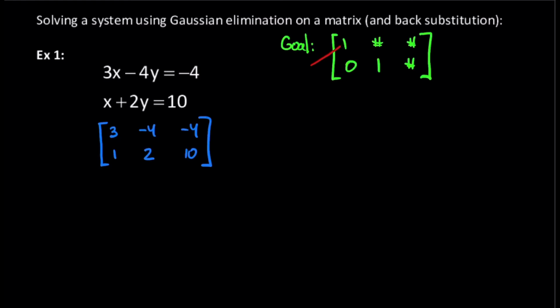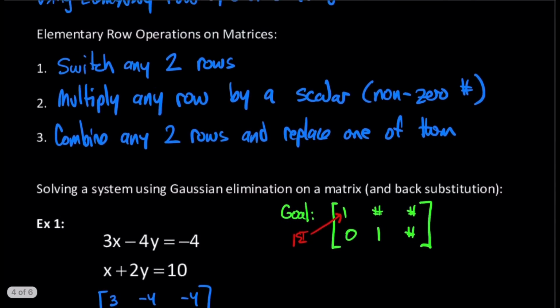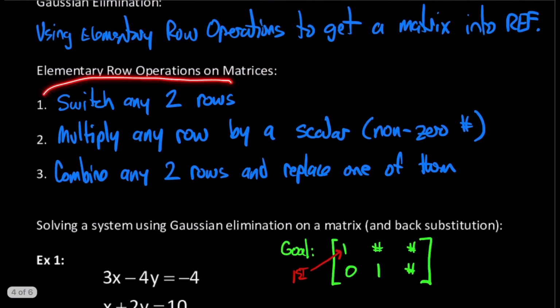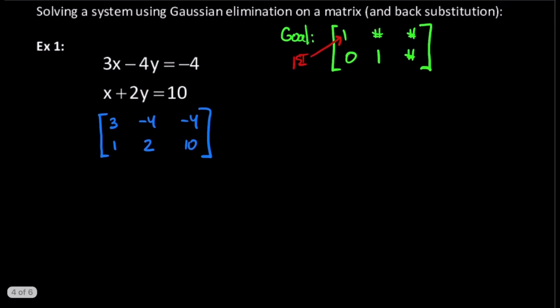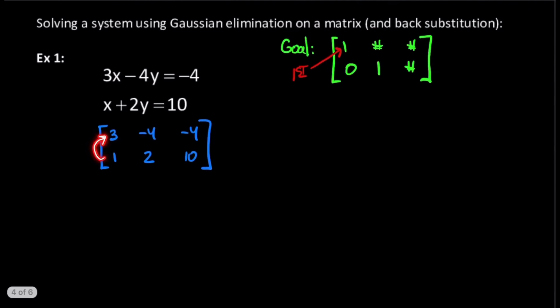The first thing you always try to do is get a 1 in row 1, column 1. So I need to get a 1 here. Well, remember, we're going to be using our elementary row operations. I see a 1 here. Well, I don't want it there. I want it here. Remember the first thing you can do. Switch any two rows. So I'm going to switch these two rows, interchange them.